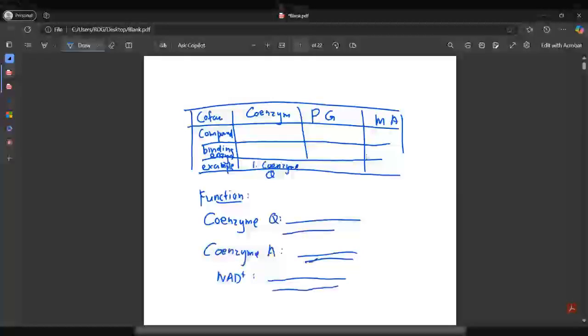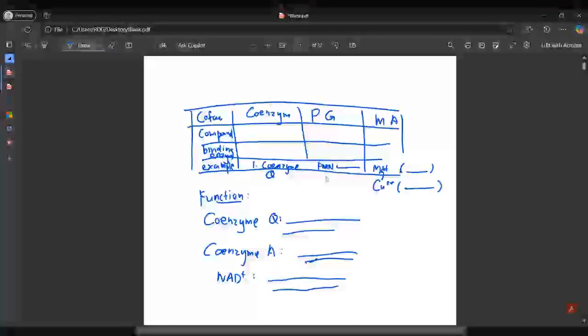Same goes for metal ions. If you write down magnesium, then you can also write down for which particular enzyme. For copper, what is the enzyme involved? Copper is very important in blood clotting, so which enzyme inside blood clotting requires copper? Write it down. Then you have the prosthetic group examples, like the heme group in cytochrome C reductase. What is their function? FMN, the flavin mononucleotide in NADH dehydrogenase, what is their function? So write down the general function.